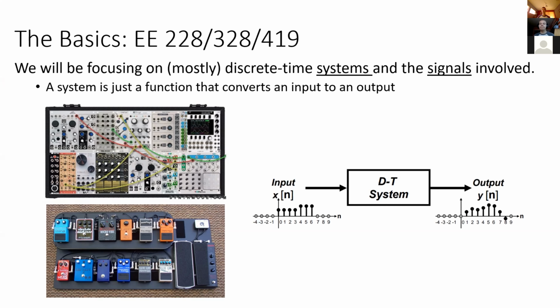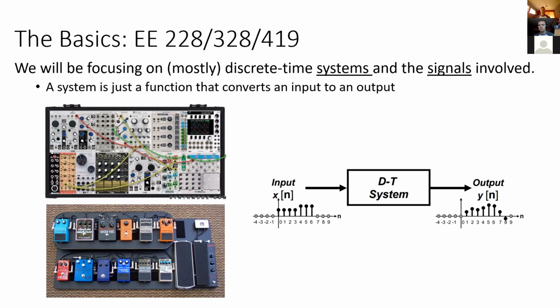So anyway, the systems that we're going to focus on, we're looking at discrete time systems because we're working in the computer. And so basically a system is just, it has signals that come in and signals that go out, and you're kind of looking at how it changes those signals from input to output.